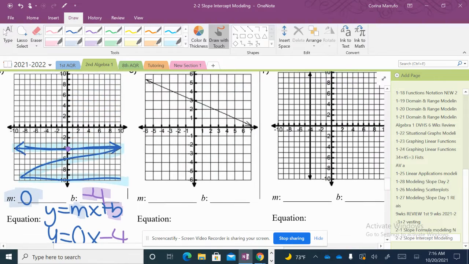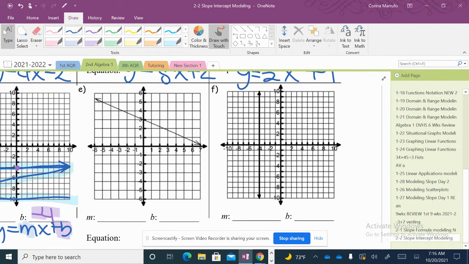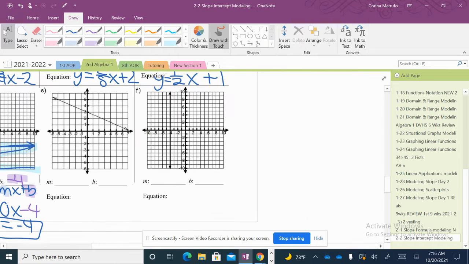All right, the next one. So here we have another line. If we notice, it does cross the y-axis at +3, so that means our b is 3. And then our m is our slope. So here we're going to count the rise over the run. So I'm going to take these 2 points. And this time it goes down. So it goes down 2, so it's going to be -2. And it goes to the right 1, 2, 3, 4, and 5. So our slope here is -2 over 5.